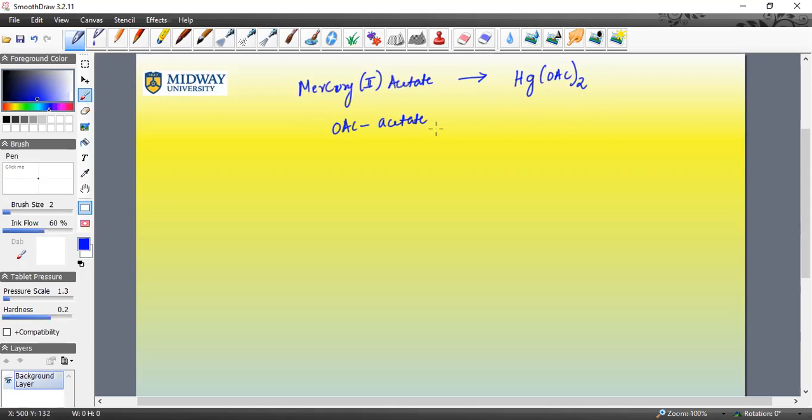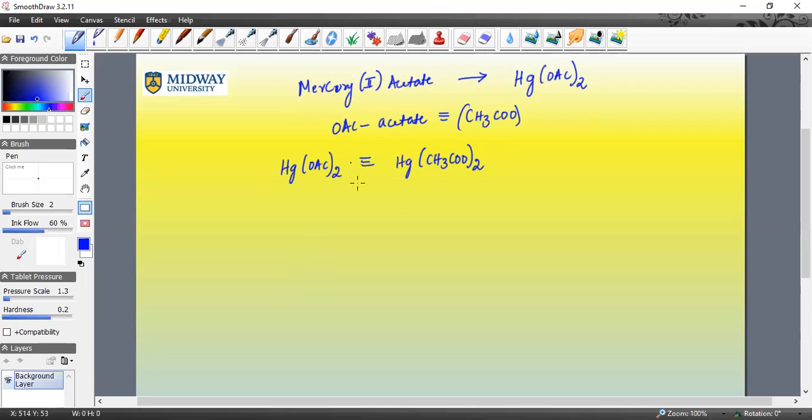Acetate is also known as an acetate group. So Hg(OAc)2 can also be written as Hg(CH3COO) twice. As I said, you do not have to memorize this. So this is the major ingredient that we are going to combine with our double bond and make alcohol.